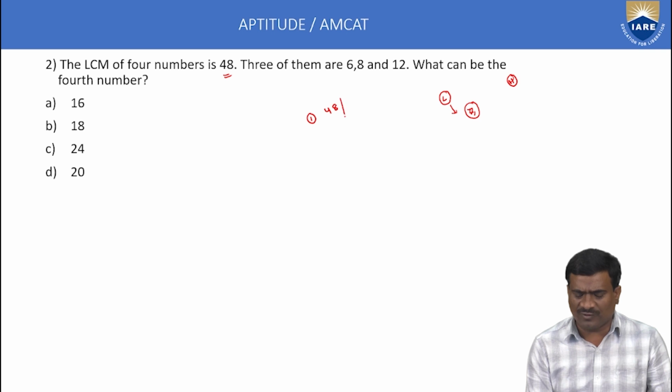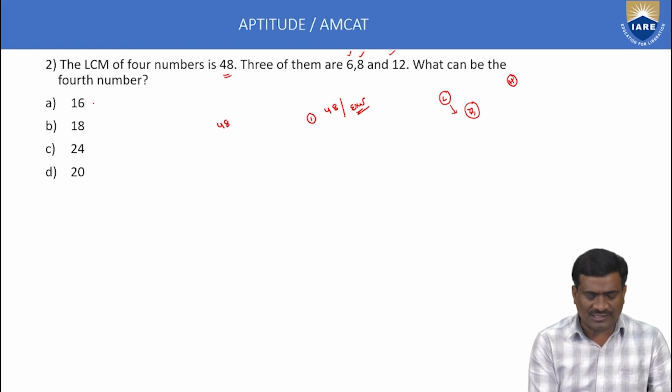LCM is always exactly divisible by the given numbers. In this example, LCM 48 is divisible by 6, 8, 12. Find the fourth number by using option verification. 48 is exactly divisible by 16. 48 is not divisible by 18.